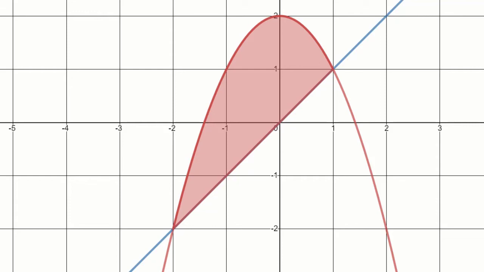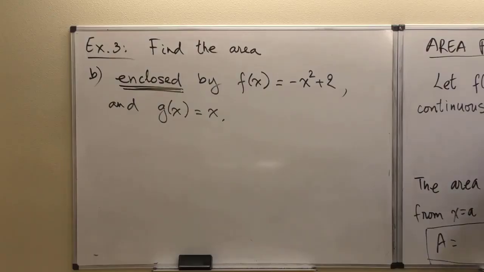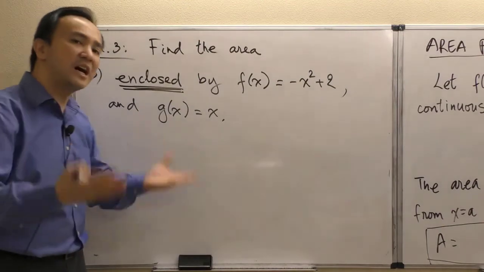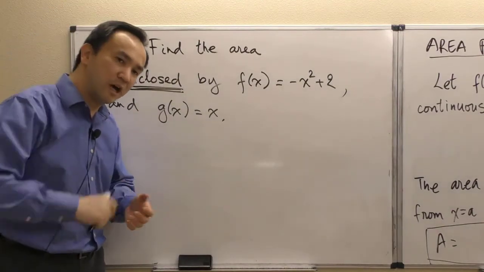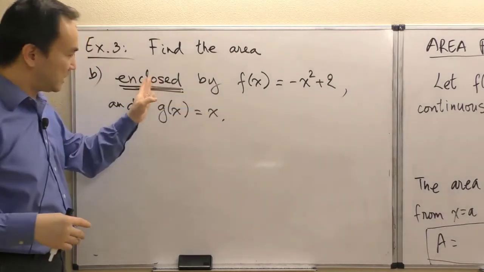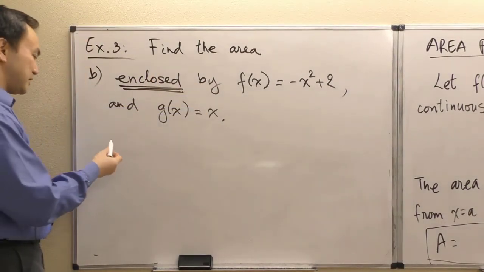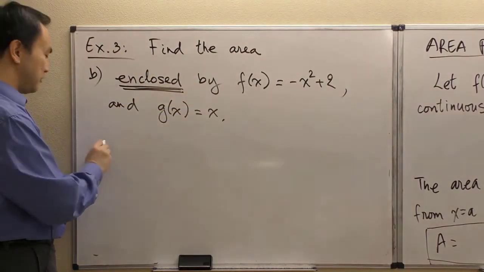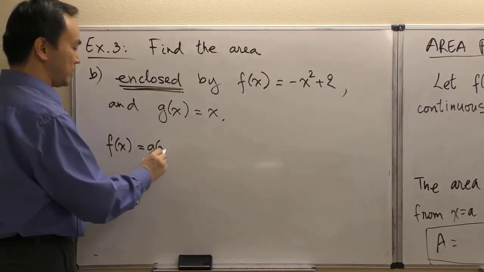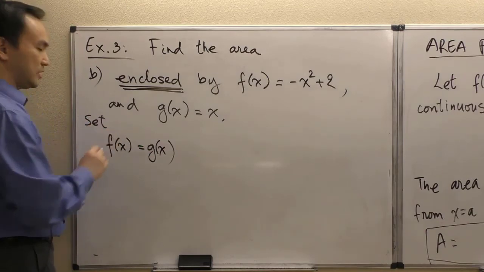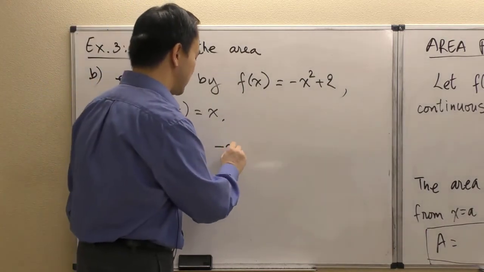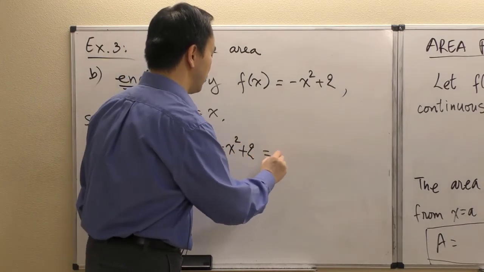So here's the math for that. Besides deciding who's above and who's below, we also need to find the left and the right end of our enclosed area. To do that, I'm going to set the two functions equal to each other: f of x equals g of x. That will produce for us an equation: minus x squared plus 2 equals x.